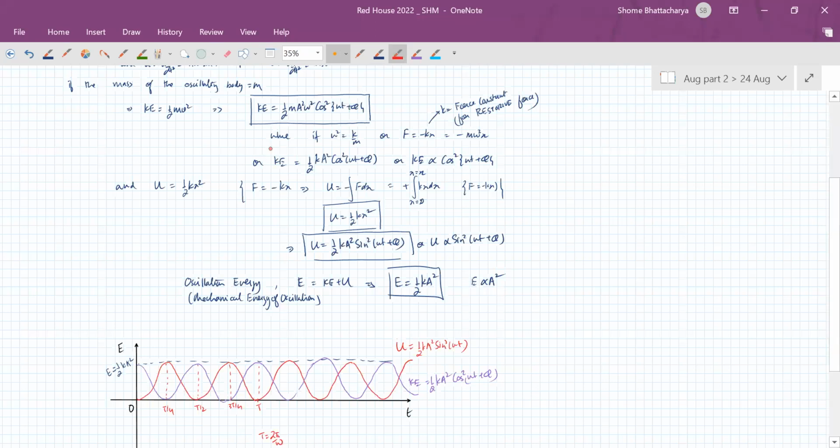And therefore total mechanical energy will become a constant proportional to a square. This is your kinetic energy function, this is your potential energy function, and therefore your total energy is a constant. It's a fixed amount of energy, a constant or conserved quantity.